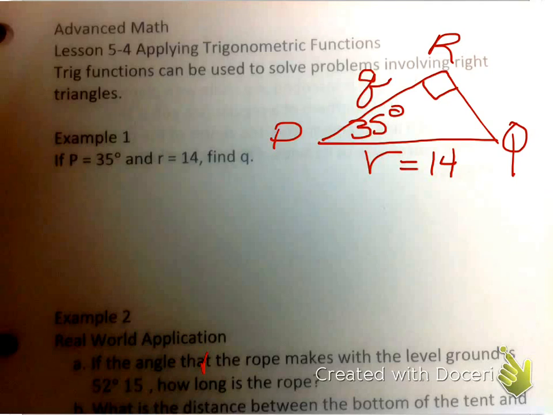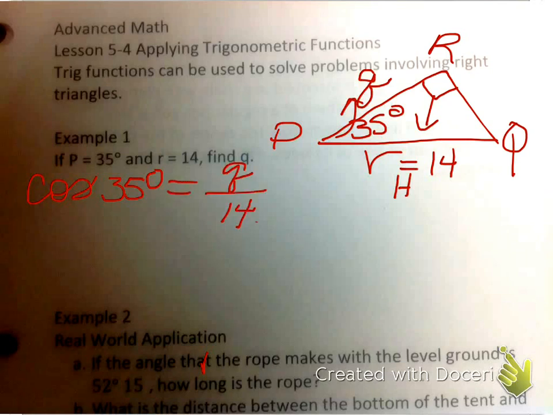Looking at this problem, if we're going to solve for Q, we actually know the hypotenuse. Even though that doesn't look like the hypotenuse, it is. It's opposite of the right angle. So, and I'm looking for next to, adjacent. So I'm going to use cosine of 35 degrees, which is adjacent over hypotenuse. So adjacent is Q, and the hypotenuse is 14.